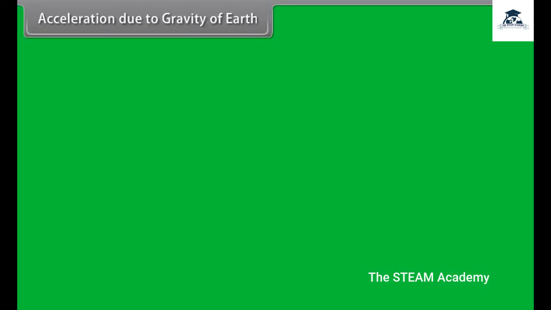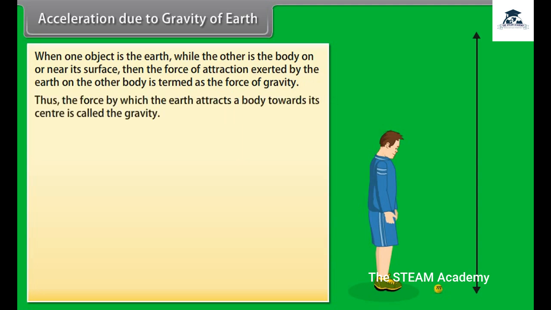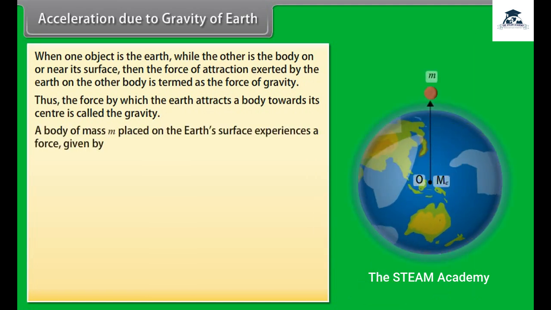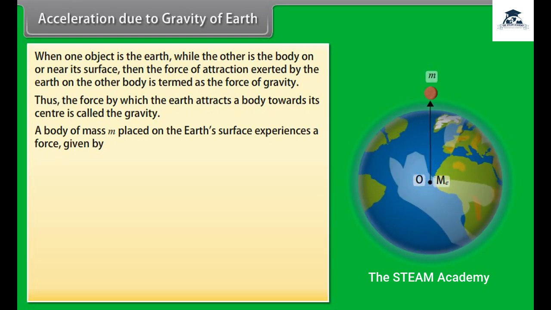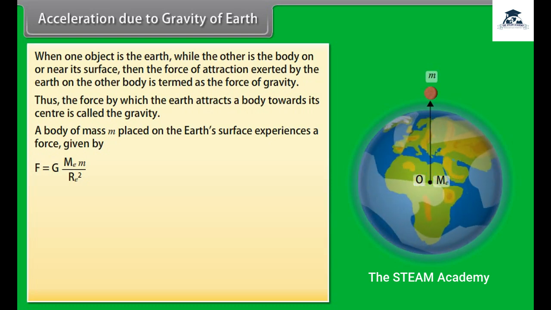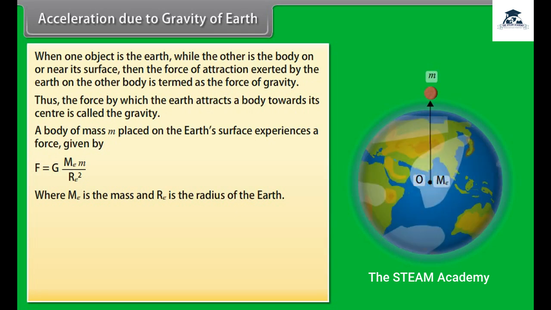Acceleration due to gravity of Earth. When one object is the Earth, while the other is a body on or near its surface, then the force of attraction exerted by the Earth on the other body is termed as the force of gravity. Thus, the force by which the Earth attracts a body towards its center is called gravity. A body of mass m placed on the Earth's surface experiences a force given by F is equal to G M_E m upon R_E square, where m is the mass and R_E is the radius of the Earth.